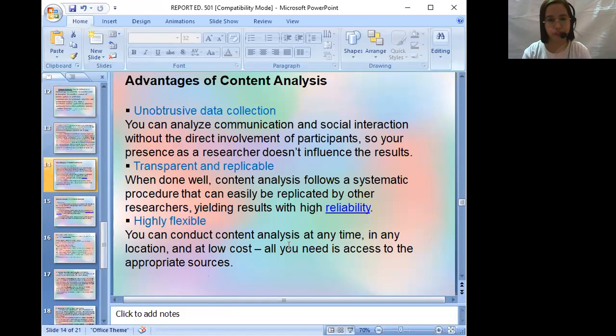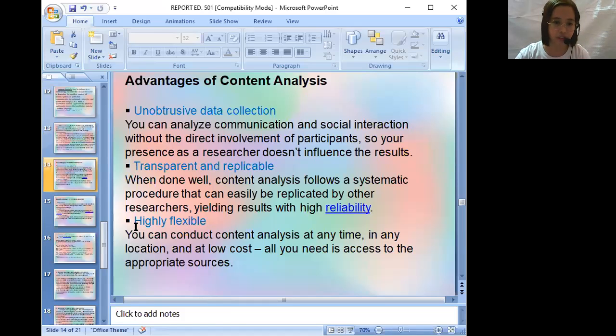Let's go to the advantages of content analysis. So the first, unobtrusive data collection. You can analyze communication and social interaction without the direct involvement of participants. So your presence as a researcher doesn't influence the results. Next, transparent and replicable. When done well, content analysis follows a systematic procedure that can easily be replicated by other researchers, yielding results with high reliability.